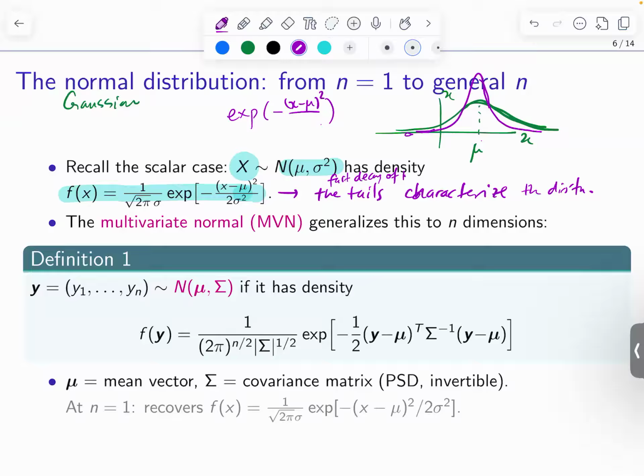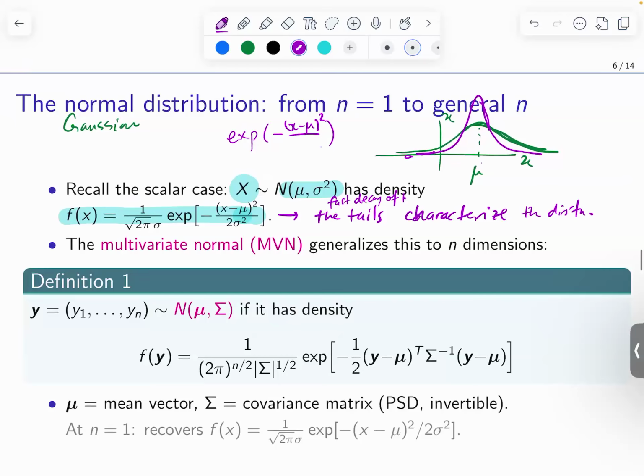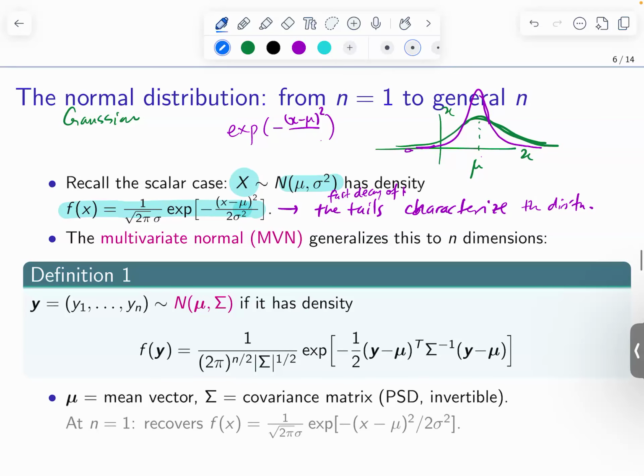So sigma squared happens to be the actual variance. So these parameters are exactly the mean and the variance. The multivariate normal distribution has the same property. It's the extension of this univariate distribution to a multivariate case.